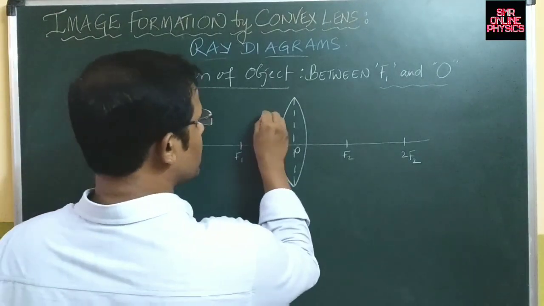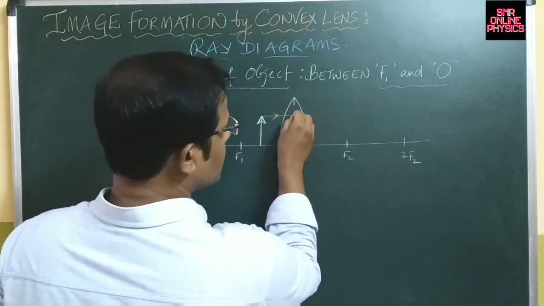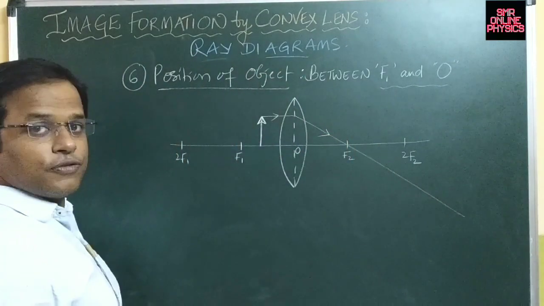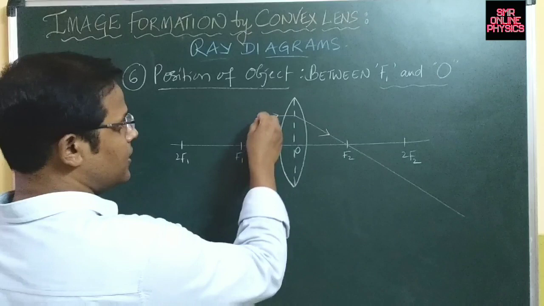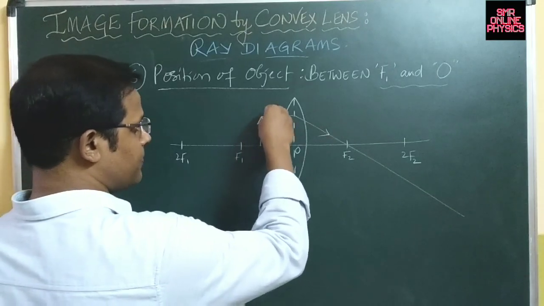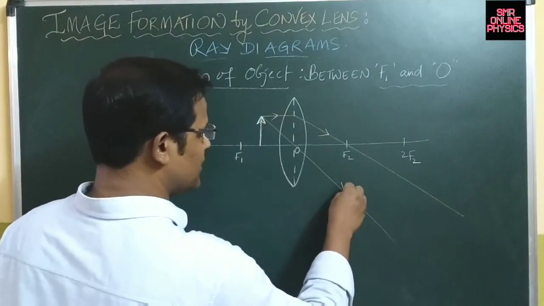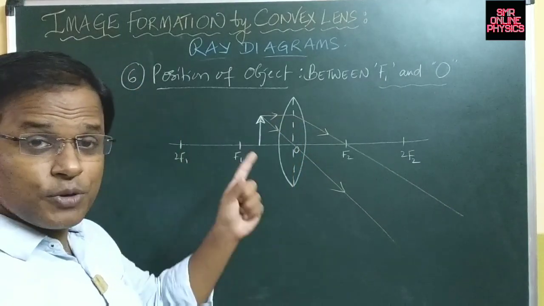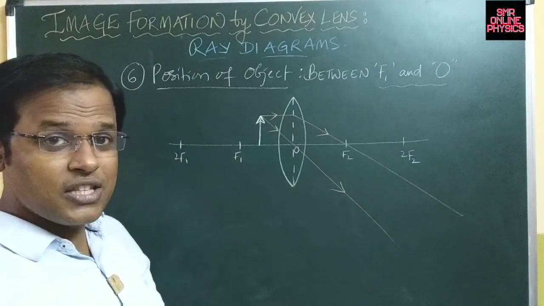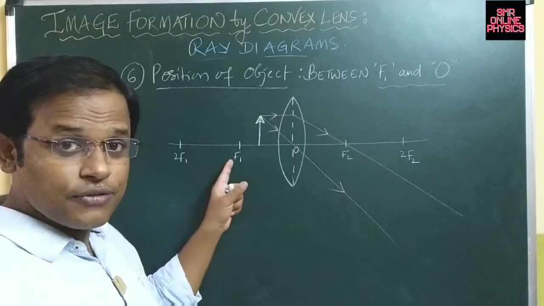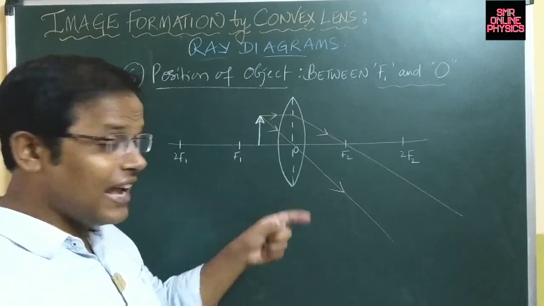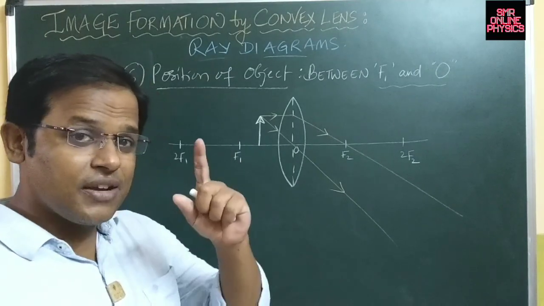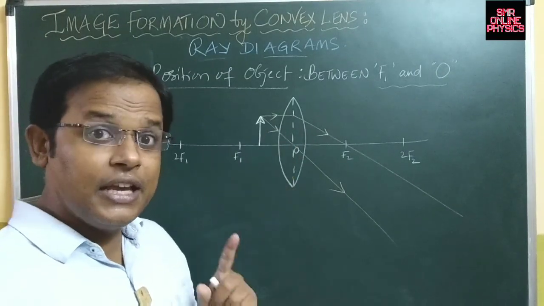So using the principal rays we have used so far, I draw the first principal ray passing through the focus on the other side. The other one, we can see that it passes. It looks very similar. Most of the students confuse position number 5 and position number 6. So my dear students, in position number 5, you're standing at the focus, and the light rays seem to converge at some point which is very, very far. That's why we call it at infinity.